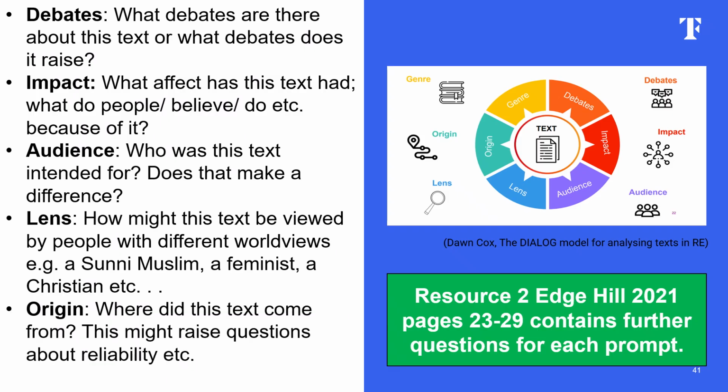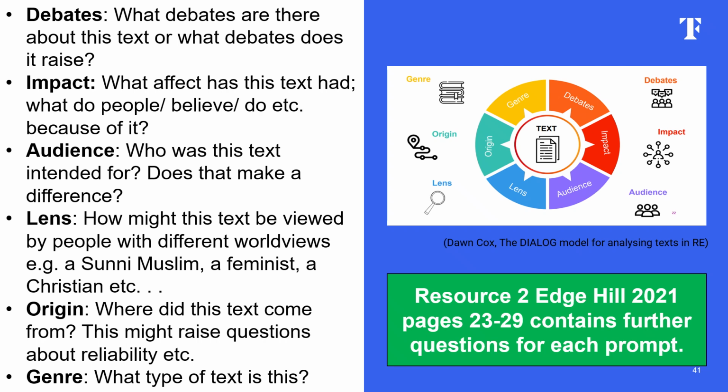And origin. Where did this text come from? This might raise questions about reliability, for example. And genre. So what type of text is this? The teacher might not choose to delve into each of these elements with their pupils. They might choose just one or two to look at for each text and adapt which elements and how many elements they need to look at to meet the needs of different classes and pupils.